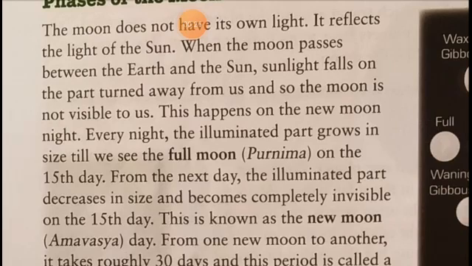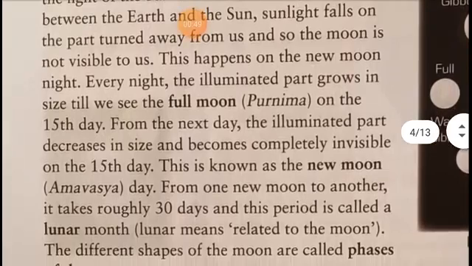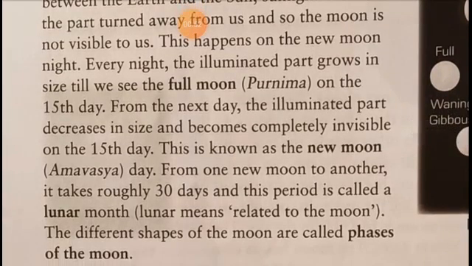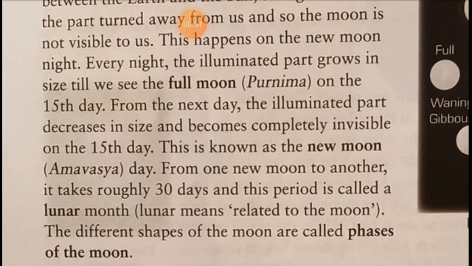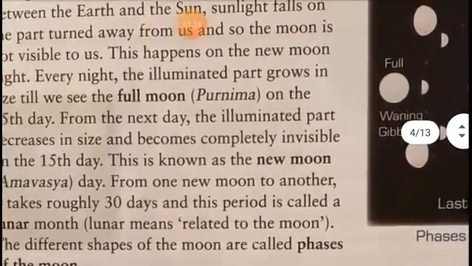Every night, the illuminated part grows in size till we see the full moon, that is on Purnima day, on the 15th day. From the next day, the illuminated part decreases in size and becomes completely invisible on the 30th day. This is known as new moon day. From one new moon to another, it takes roughly 30 days, and this period is called a lunar month. The different shapes of the moon are called phases of the moon.